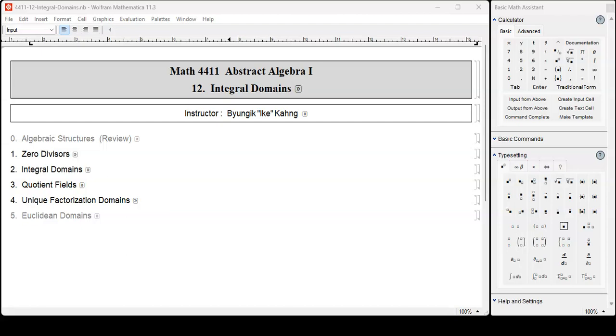Hello students, welcome back. We completed up to section 2. Now let's go to section 3, quotient fields.